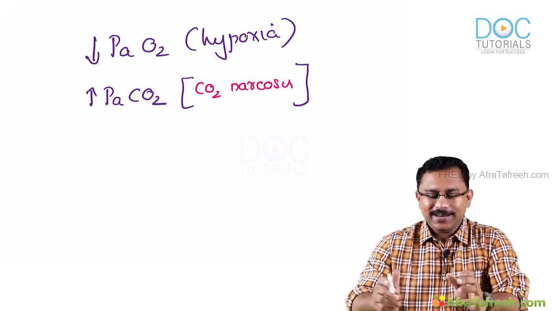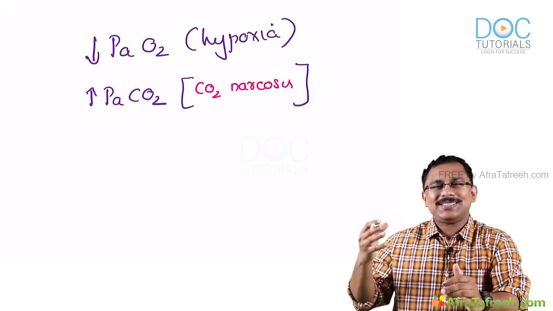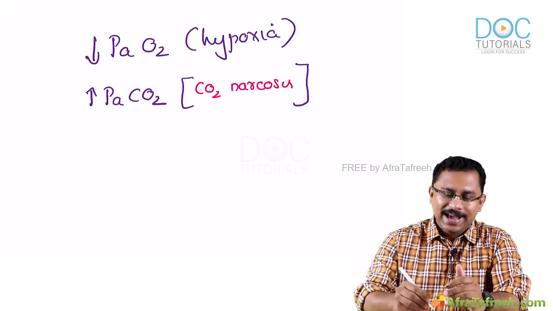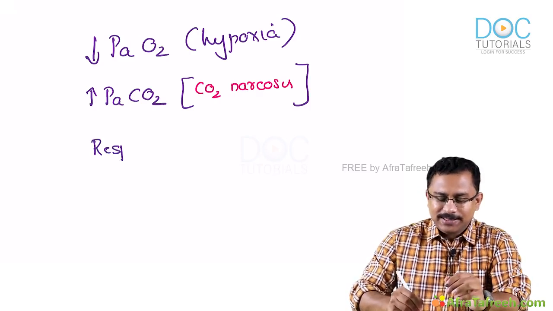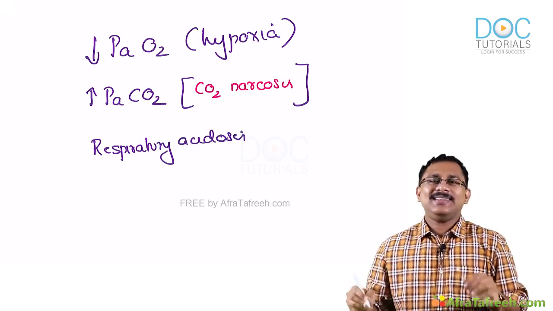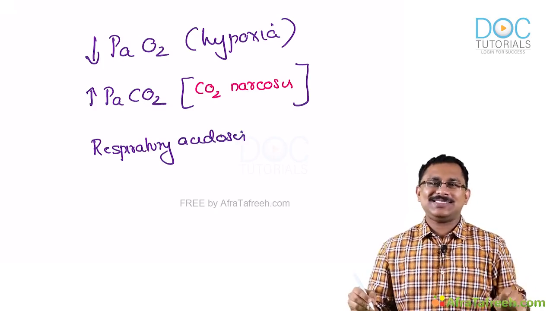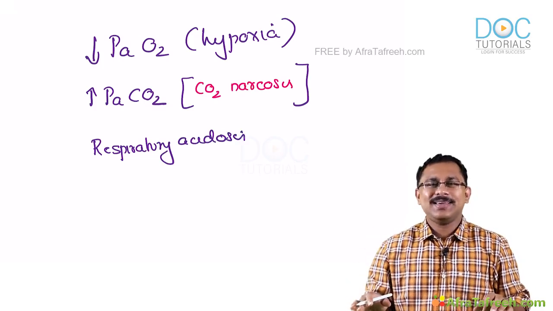Okay, alright. So this is what happens here. And when there is a carbon dioxide accumulation, you tell me what is the acid base abnormality that you are expecting. There will be respiratory acidosis. Correct? Alright. So there occurs respiratory acidosis.